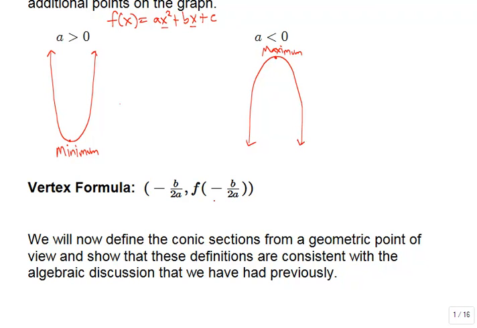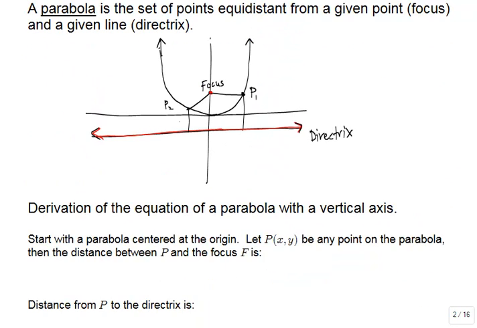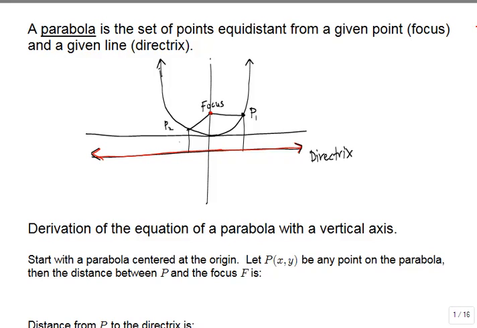So what we're going to do now is define conic sections from a geometric point of view instead of an algebraic point of view, and we're going to show that these two different definitions are consistent. So let's talk about the geometric definition of a parabola. A parabola is considered to be the set of all points equidistant from a given point called the focus and a given line called the directrix.